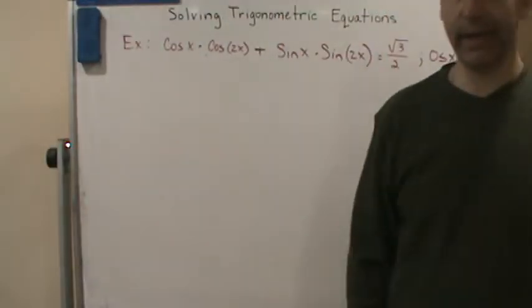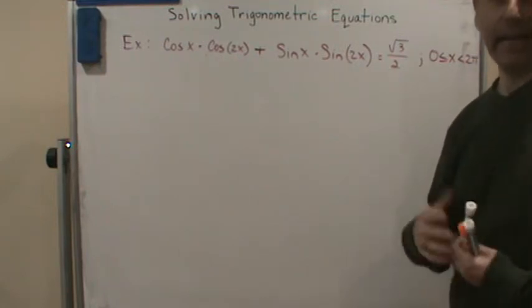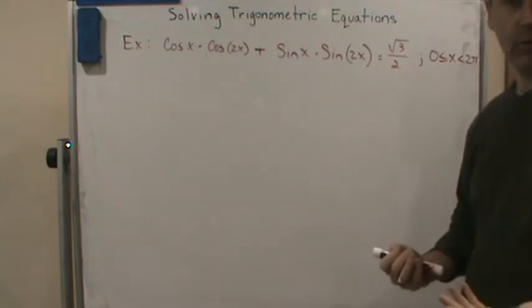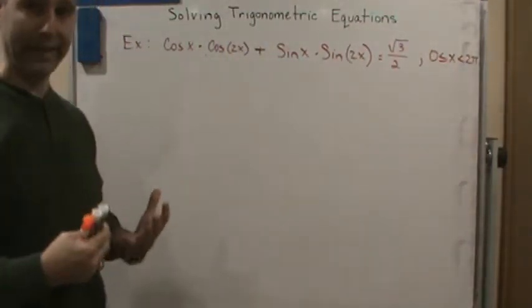Okay, so welcome back, and now let's do an example, and now let's start looking at identities that we can use to simplify and solve trigonometric equations. Okay, so this is where you're going to have to know your identities.